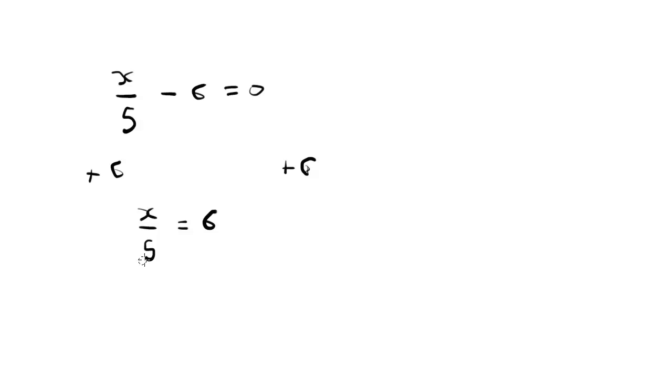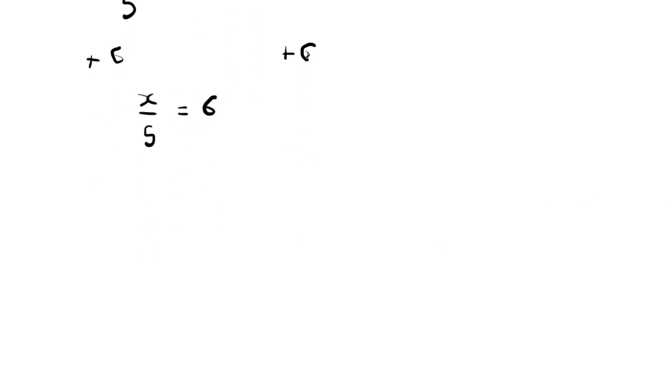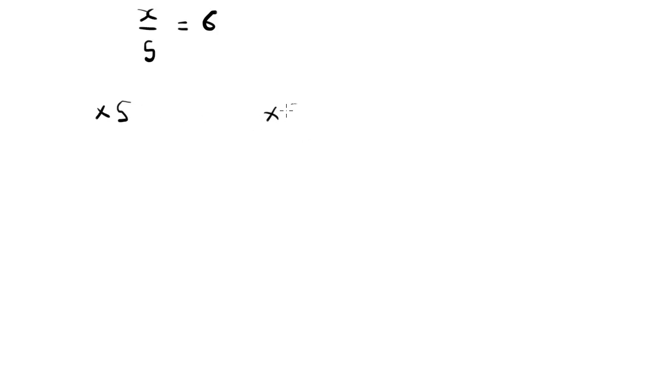Now we want to undo this division by 5, and just like in the other examples, we undo division by multiplication. So to undo this division by 5, we multiply by 5, and we get x equals, and then because we're multiplying by 5, we need to multiply the right-hand side by 5. 6 times 5 is 30. So we've solved our equation, x equals 30.